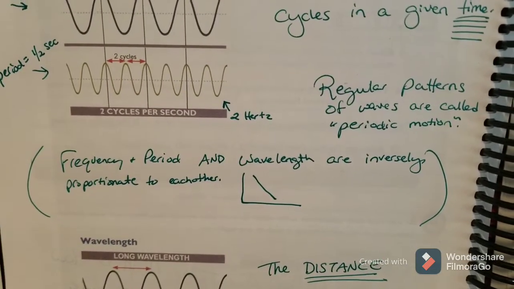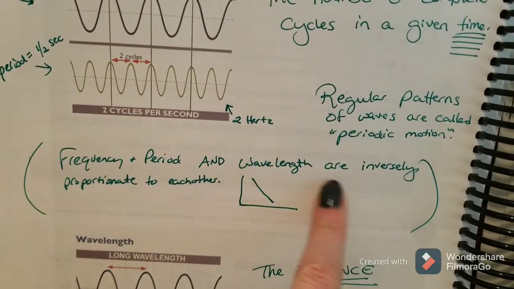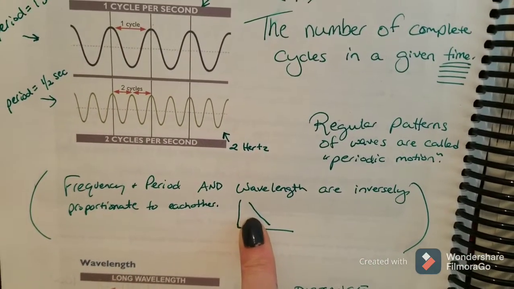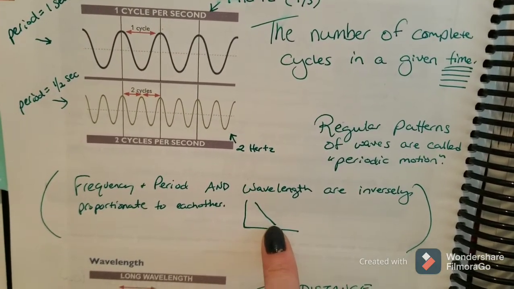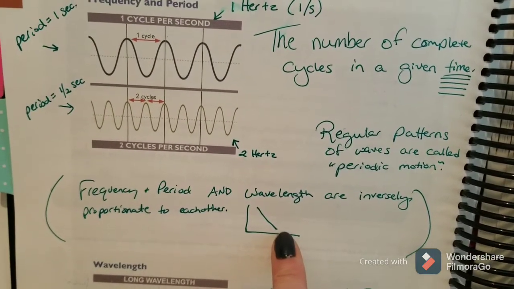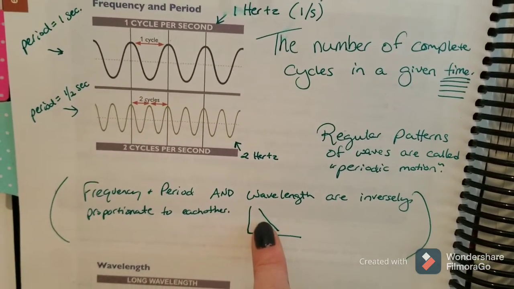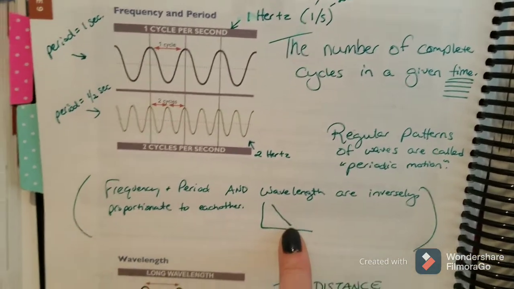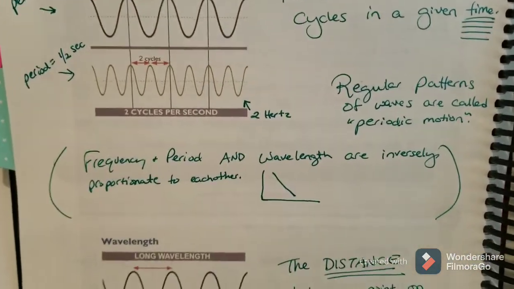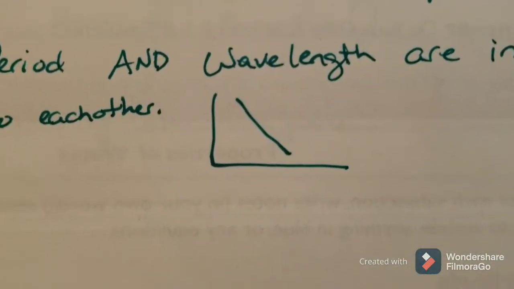So frequency and period and wavelength are inversely proportionate to each other. So the more wavelengths we have, the lower the frequency and period. The higher the frequency and period, the lower the wavelengths. So it's inversely proportionate. That's what that means. And this is a math concept you need to learn. That is just a really quickie diagram of an inverse graph right there.